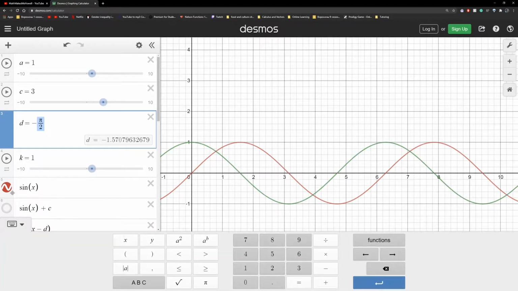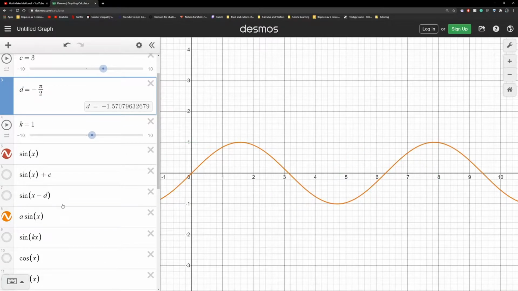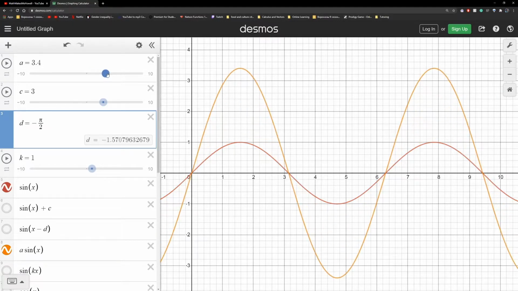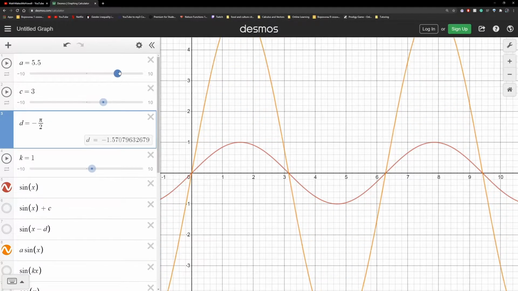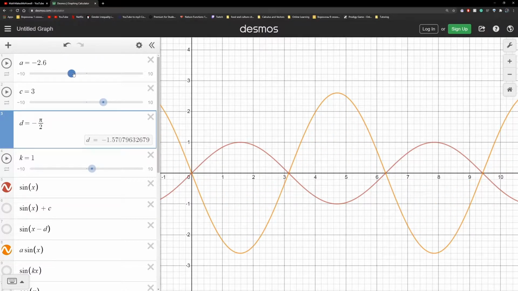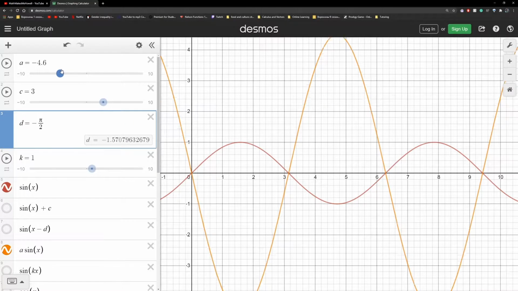We get a little bit more complicated with a times sine of x. So at 1, it equals our base graph. But if we made it bigger than 1, as you could see, it gets vertically stretched. If we made it between 1 and 0, it becomes vertically compressed. If we made it negative, it got flipped on the x-axis. And then again, if it's between negative 1 and 0, it's vertically compressed. And then if it's smaller than negative 1, it again becomes vertically stretched.